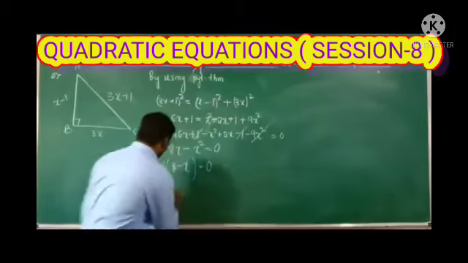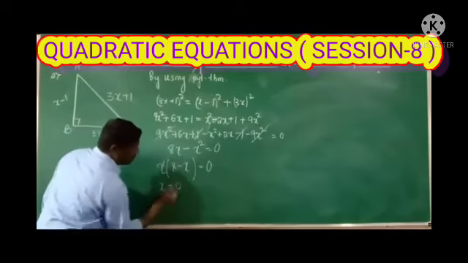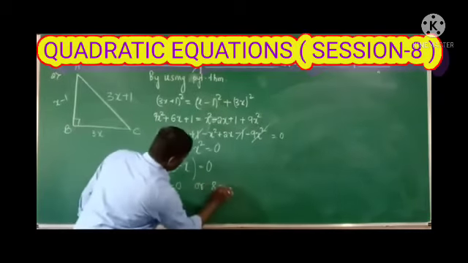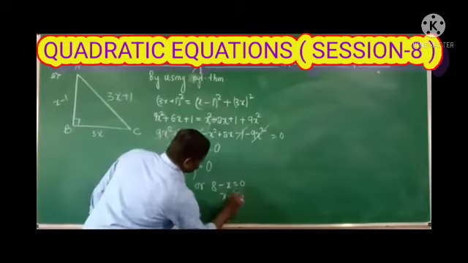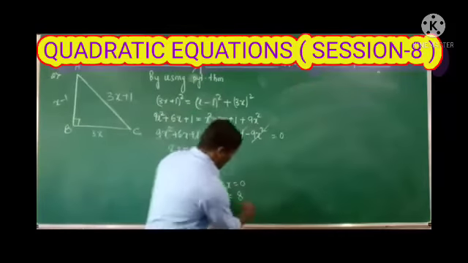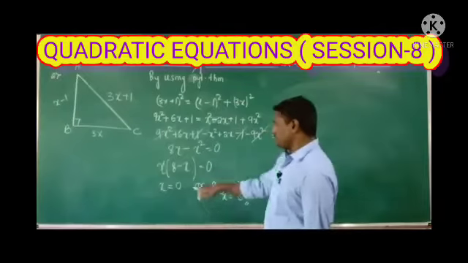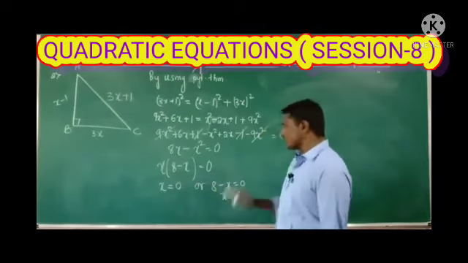Now, what are the two roots of the quadratic equation? x is equal to 0, one root, or 8 minus x is equal to 0. Take minus x to the RHS side, then x is equal to 8. We have two roots here: x is equal to 0 and x is equal to 8.